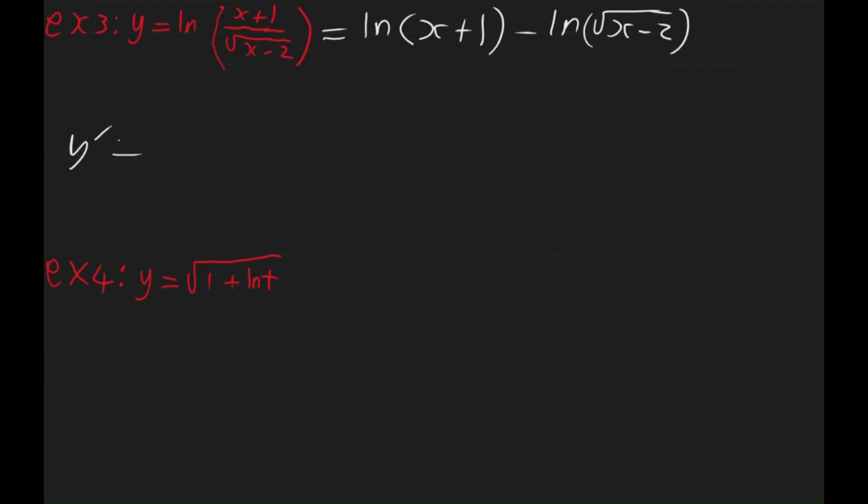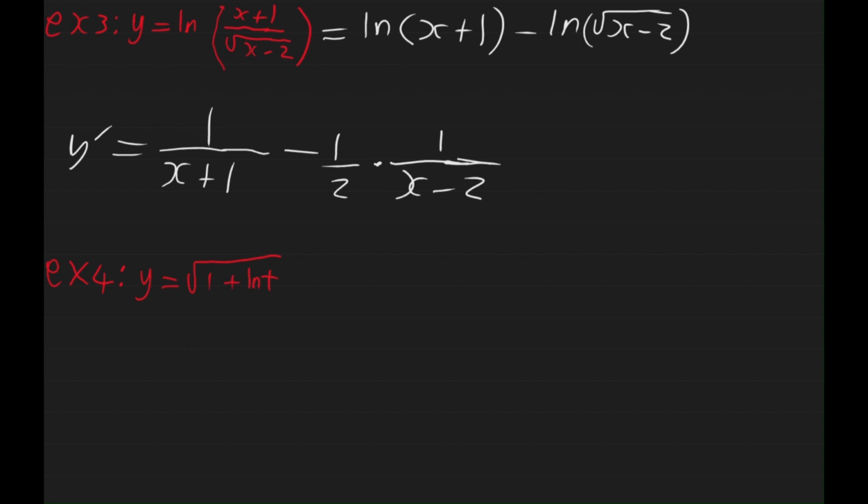I have y dash is equal to the derivative of this, which is 1 over x plus 1 ln the base, which is e, and you don't have to write it, it's 1, and the derivative of x plus 1 is just 1, minus the derivative of ln root x minus 2. This is power half, so now we can write half, and the derivative of ln of x minus 2, where the derivative of x minus 2 is just 1.